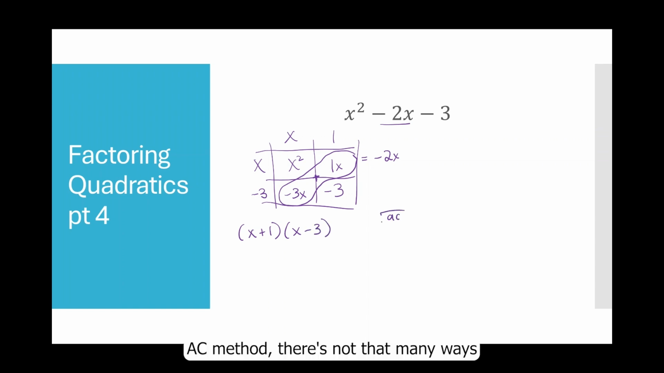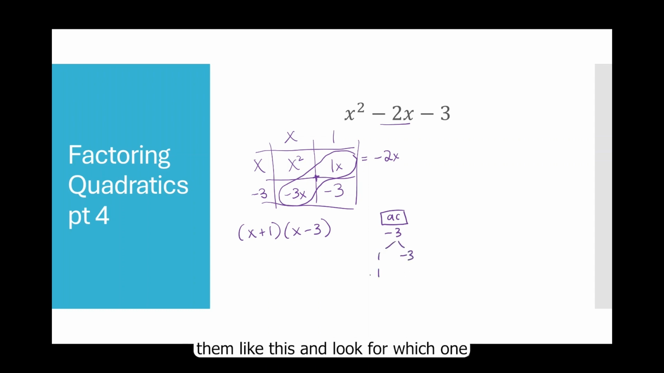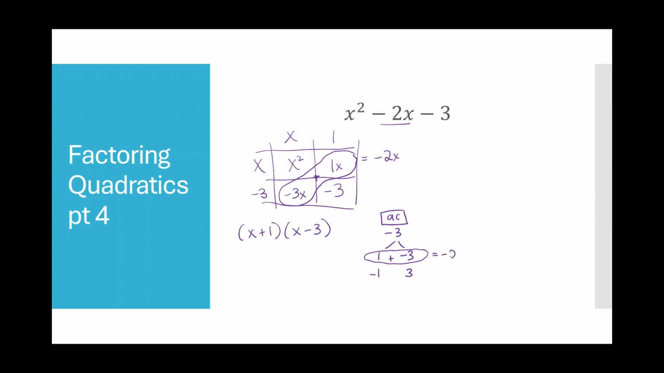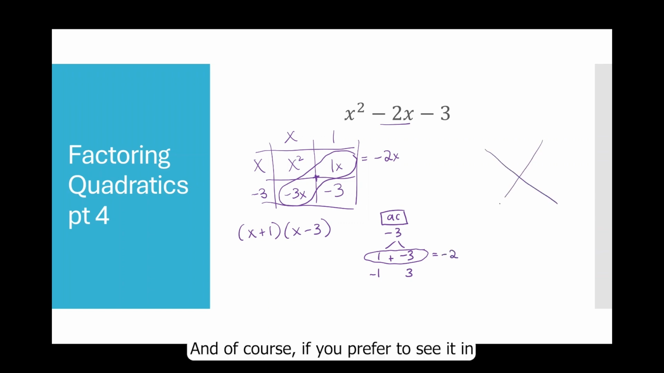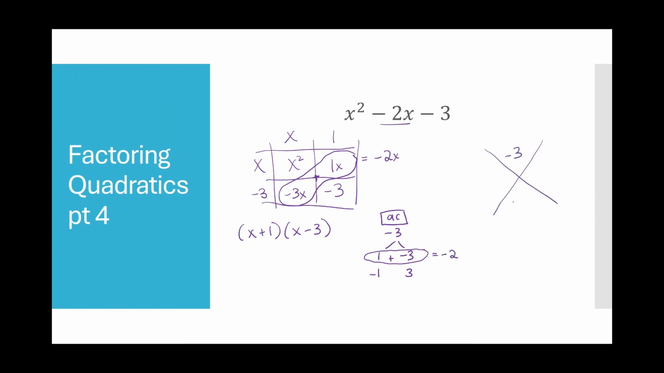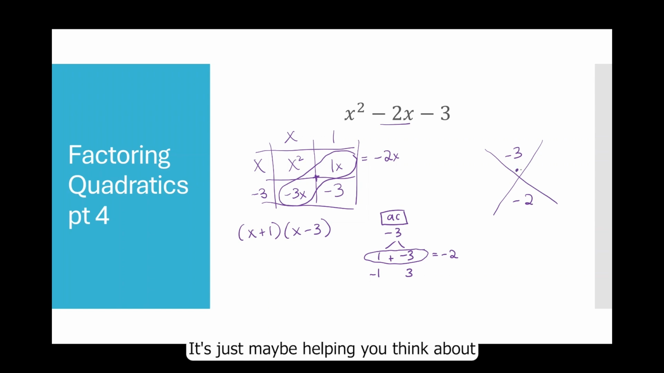If we were doing the AC method, there's not that many ways to get negative 3, so I would just write them like this and look for which one adds up to -2. It's this one. And of course, if you prefer to see it in the diamond, it's the same strategy. It's just maybe helping you think about it that way, especially for those of you that maybe did it this way in your middle and high school classes. The diamond can be a helpful way to visualize it. But truly, these are all great strategies. You can use anything you like.